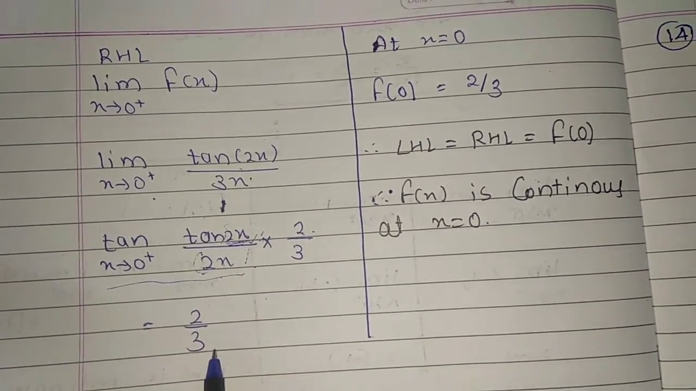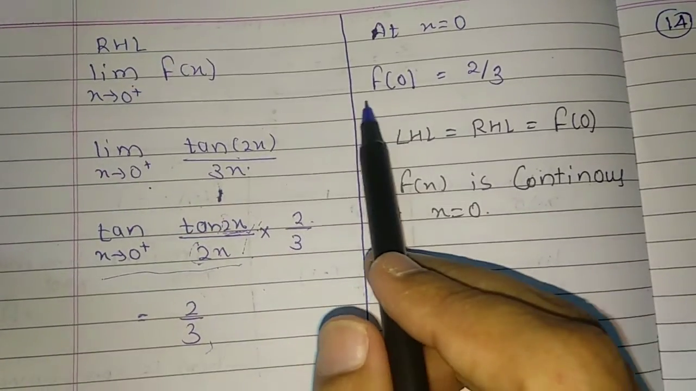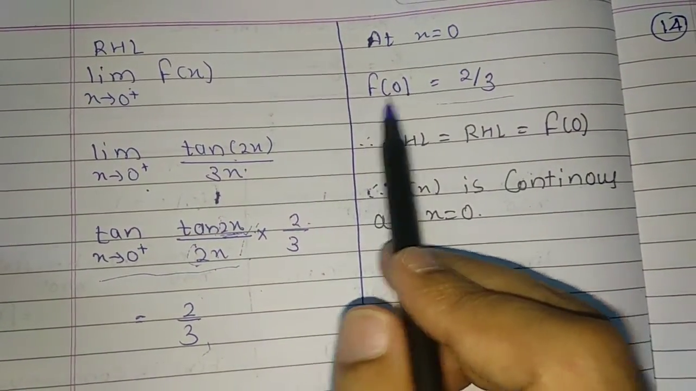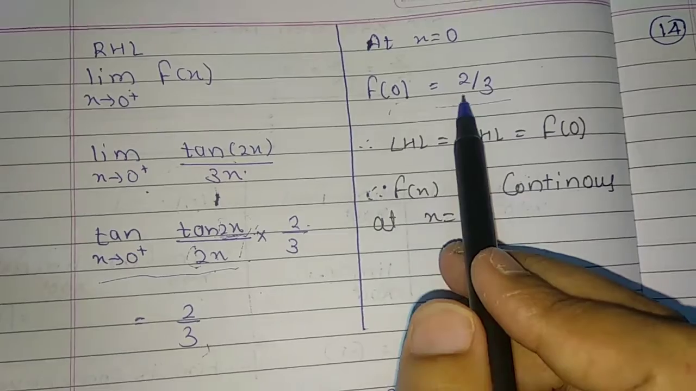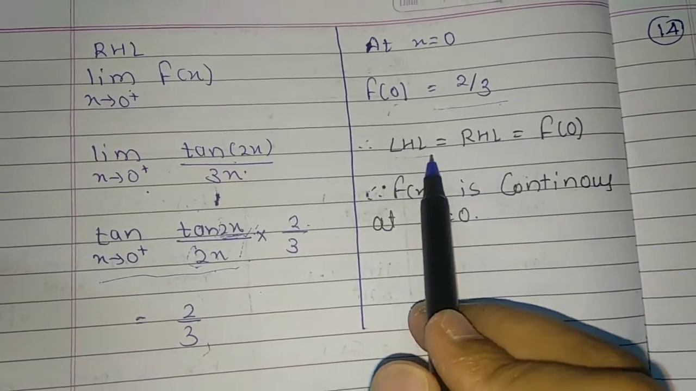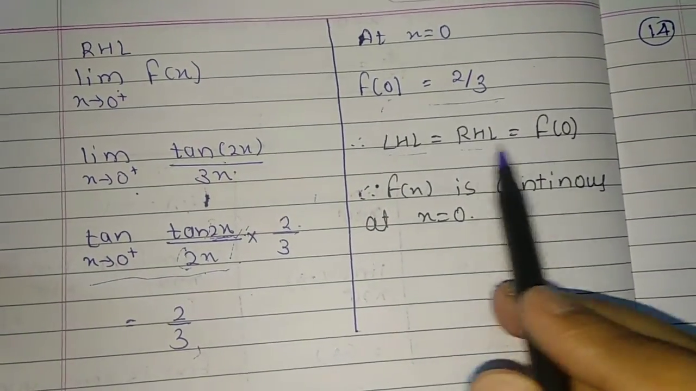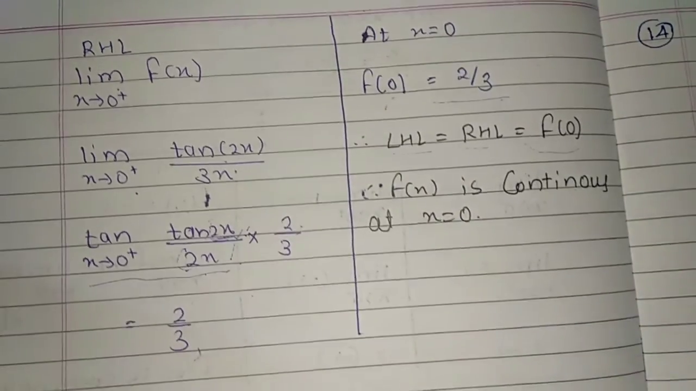So 2/3 is the right hand limit, and this is already given in the question that the function's value at point 0 is 2/3, and hence left hand limit, right hand limit both are equal to the function's value at the particular point.